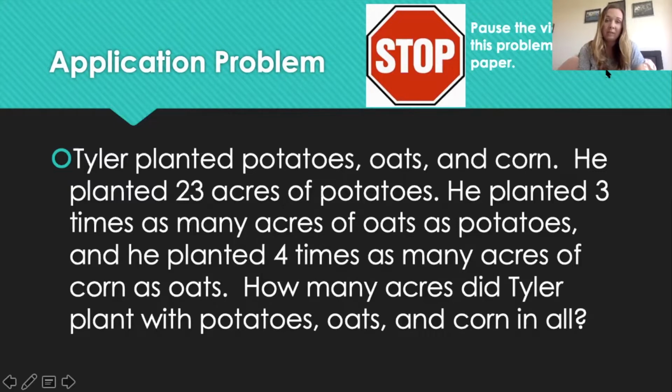All right, reading today's application problem. Tyler planted potatoes, oats, and corn. He planted 23 acres of potatoes. He planted 3 times as many acres of oats as potatoes. And he planted 4 times as many acres of corn as oats. How many acres did Tyler plant with potatoes, oats, and corn in all? Everybody pause your video and take as much time as you need to complete this problem.